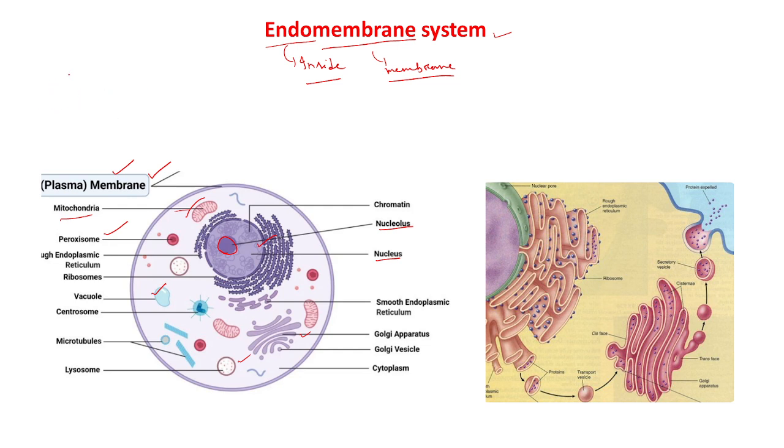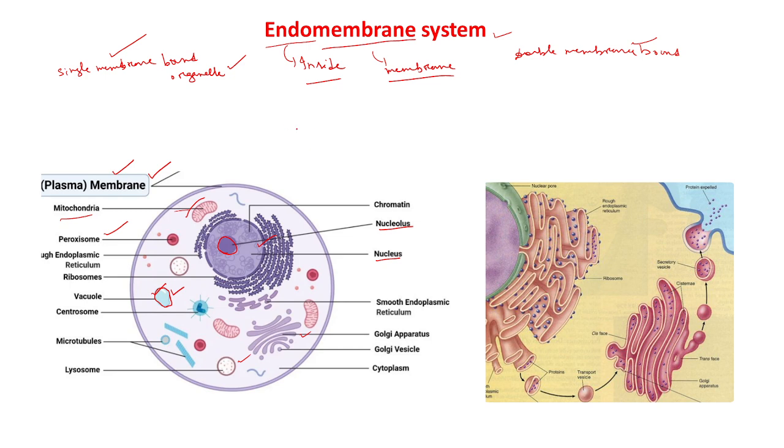One is called the single membrane bound organelle, and another is called the double membrane bound organelle. So what is a single membrane bound organelle, and what is a double membrane bound organelle? For example, if we look at the vacuole, here the membrane is one. That means this organelle, the vacuole, is surrounded by a single membrane or single layer, and that is called a single membrane bound organelle.